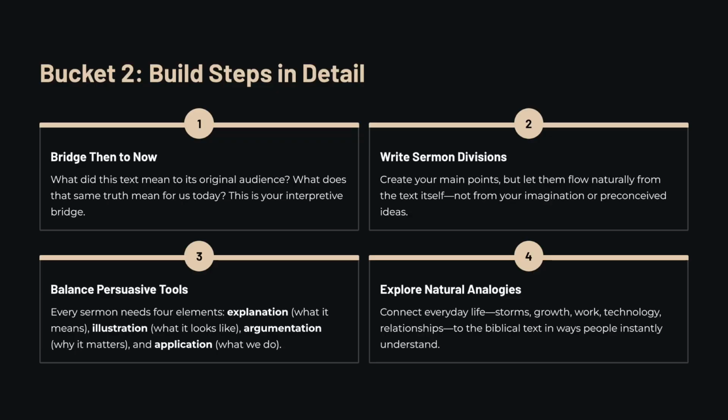The last one is that you want to explore natural analogies. So you want to connect it to everyday life, right? There are storms in life that we go through. There's growth, whether it's career growth, whether it's professional, whether it's spiritual growth, whether it's relational growth. Connect it, right? Get those natural analogies out of the text, and you want to bring that out as you're explaining your text. So those are the things you want to bring out as you're building the sermon.